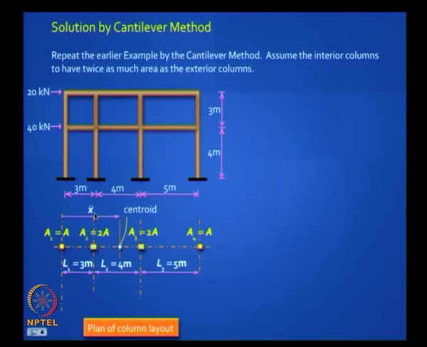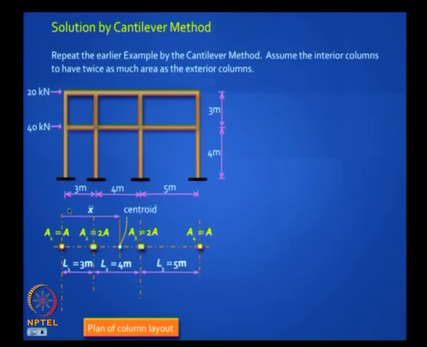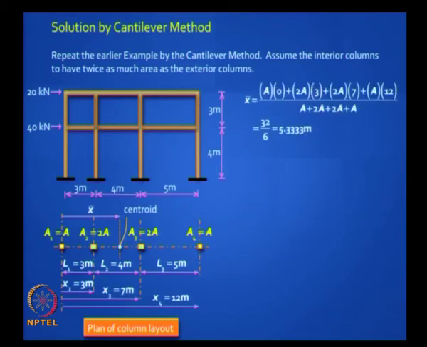It is easy to do. You take moments of areas about the left edge. So it will be what? Total area is 2 plus 2 plus 2, 6A. 6A into x bar is equal to 2A into 3 plus 2A into 7 plus A into 12, right? Will you work it out? What do you get? 16 by 3 or 32 by 6, you get 5.333 meters.